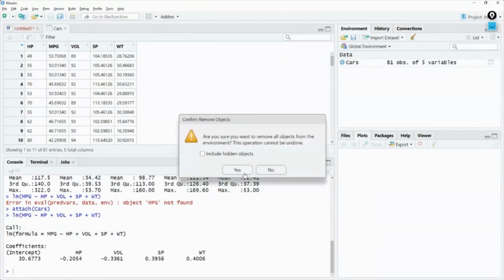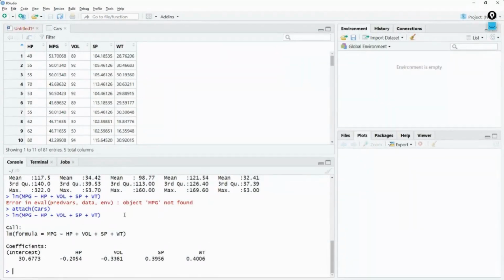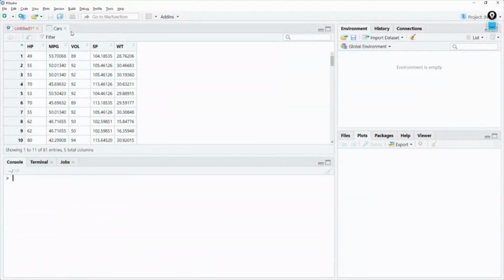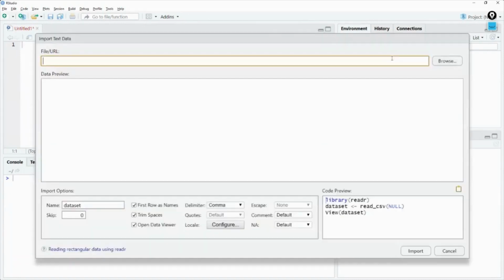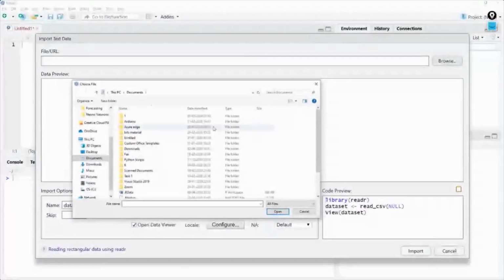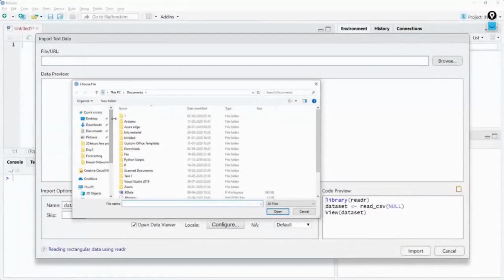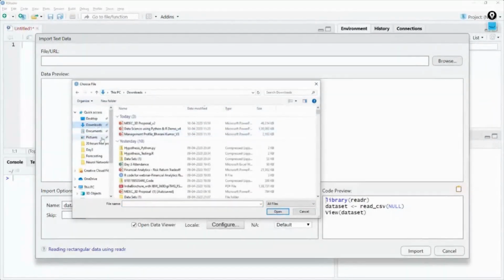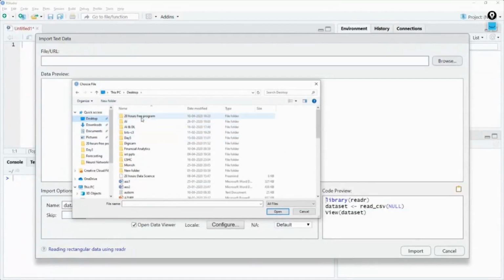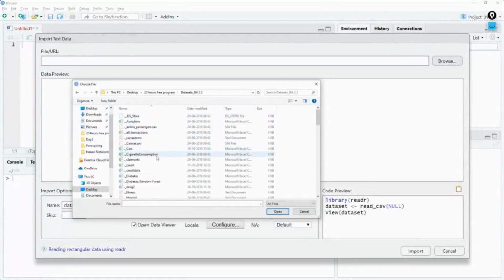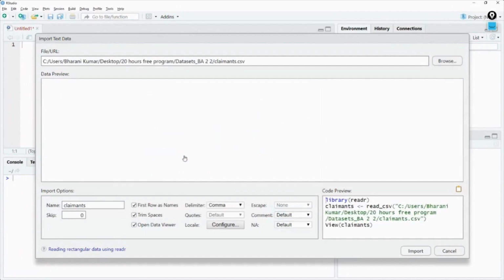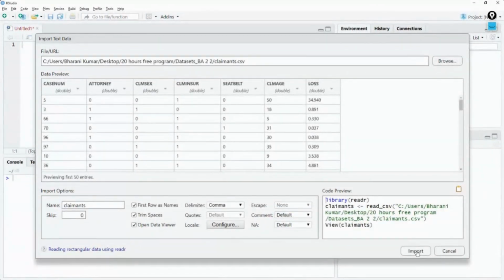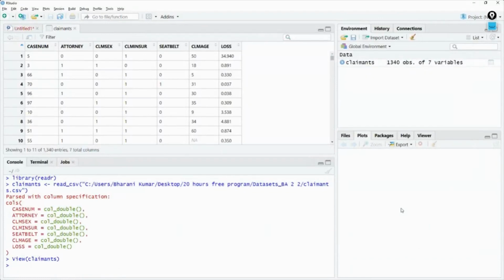Okay, so let us now do logistic regression. Let us now solve logistic regression. In order to solve logistic regression, I'm going to import a dataset called the claimants dataset. Let me import that, and then I'm going to explain about that. I have it here. In datasets, there is a dataset called claimants. Let me import this dataset, and then I'll explain more about this.